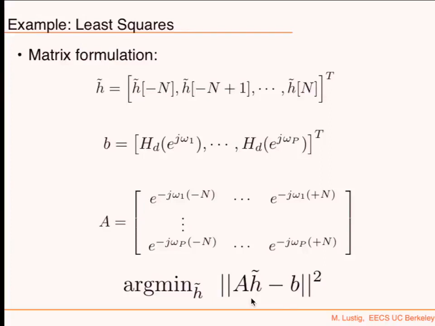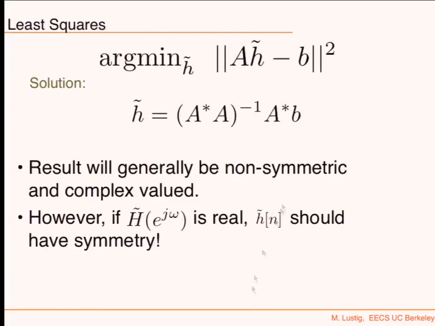And the solution for least squares is a pseudo-inverse, right? A transpose A, or it's not just transpose because this is a complex matrix, so it's the conjugate transpose. So A conjugate transpose A, then you take the inverse of that, multiplied by A conjugate transpose times b. That is the least squares solution that gives you the H tilde that minimizes that function.